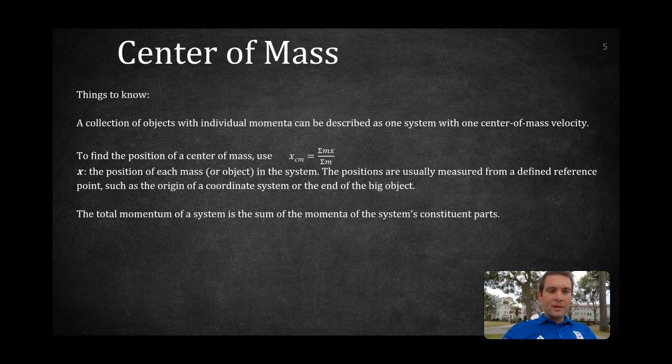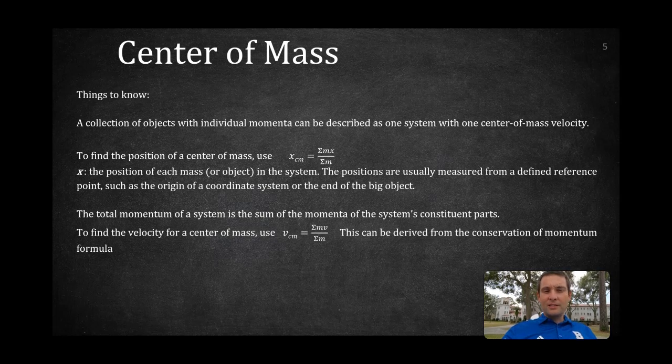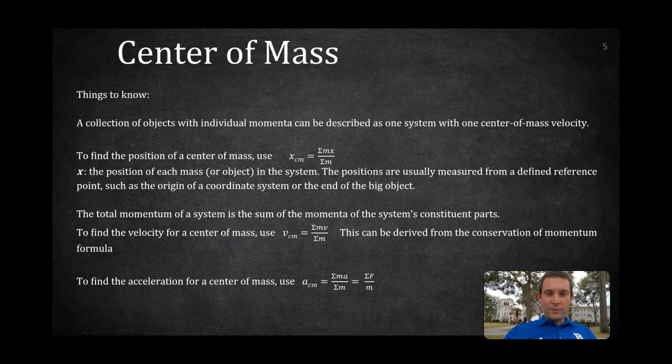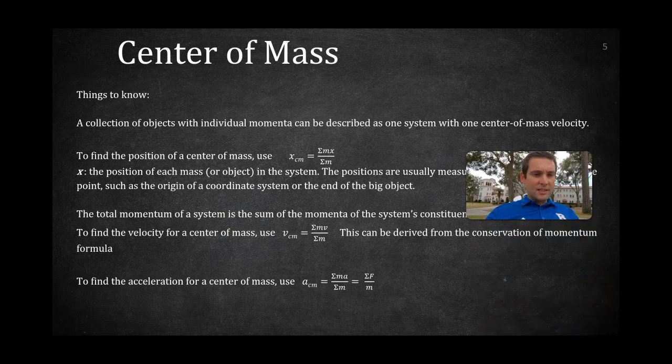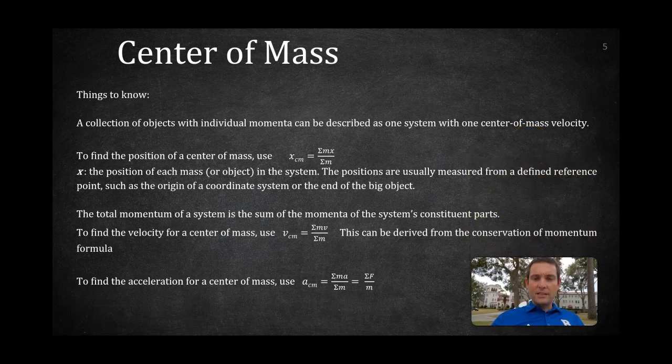The total momentum of a system is the sum of the momenta of the system's constituent parts. To find the velocity for a center of mass, use this equation. Velocity for center of mass is the sum of mass times velocity divided by the sum of mass. This can be derived from the conservation of momentum. So hopefully that looks familiar to you if you multiply the sum of the mass to each side. To find the acceleration for a center of mass, we can use acceleration for a center of mass equals sigma ma over sigma m, which is just the sum of the forces divided by the system's mass.